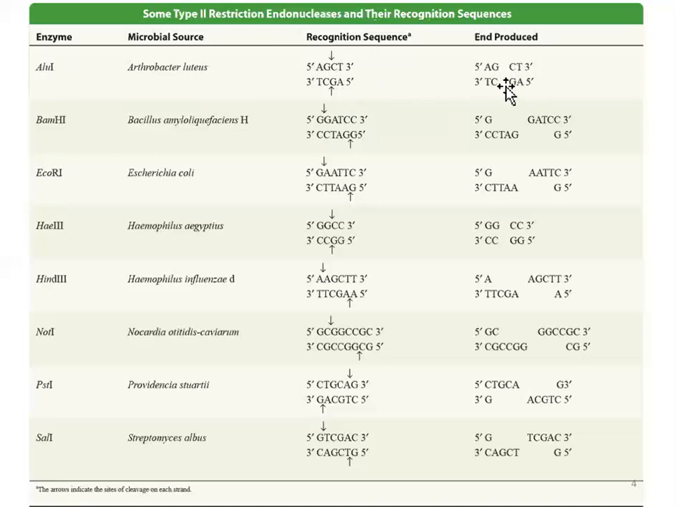Or if we take an example of EcoRI, that is extracted from E. coli. The natural source is E. coli, and this enzyme will cut the DNA between G and A, and as a result it produces the sticky ends. So there are some enzymes that produce the blunt ends, and some enzymes produce the sticky ends. So these enzymes have a specific recognition sequence and produce either blunt ends or sticky ends of the template DNA.